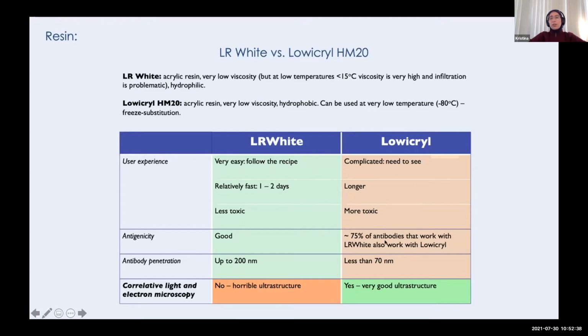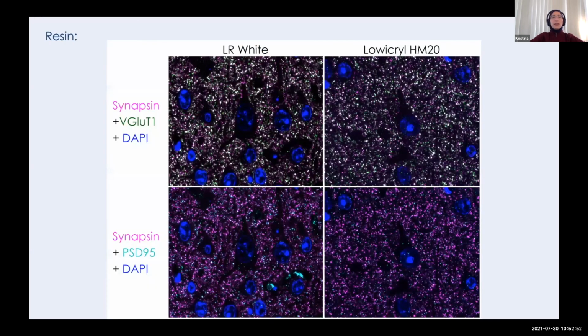We found from our experience that about 75% of antibodies that work on LR White would work on Lowicryl. So LR White is actually a good resin to use to screen for antibodies that would eventually work for Lowicryl. And here is an example where a tissue, mouse cortex, embedded in LR White versus in Lowicryl HM20, labeled with different synaptic molecules. And basically the labeling pattern is indistinguishable in most cases.